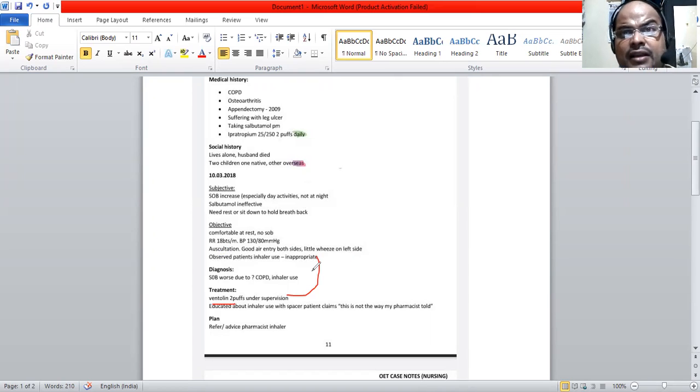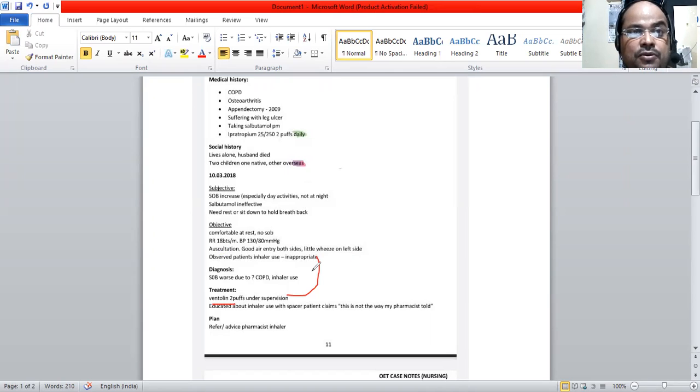So the response of the nurse is that you educate her regarding the proper use of this particular inhaler, and that was with a spacer. But now she responded that this is not the way my pharmacist told her.